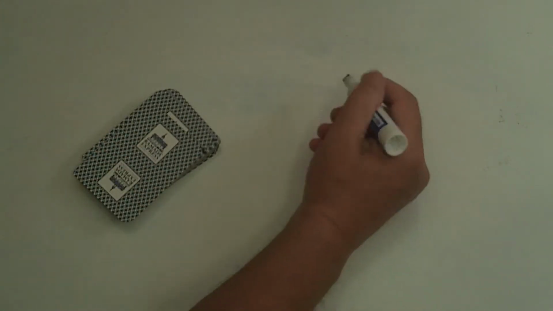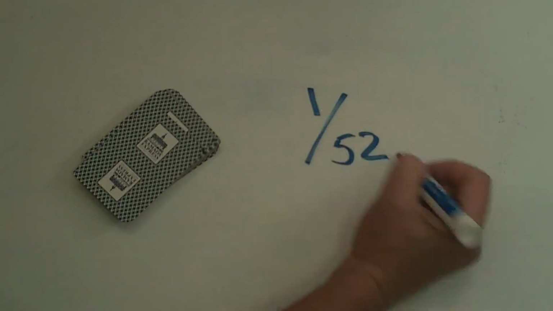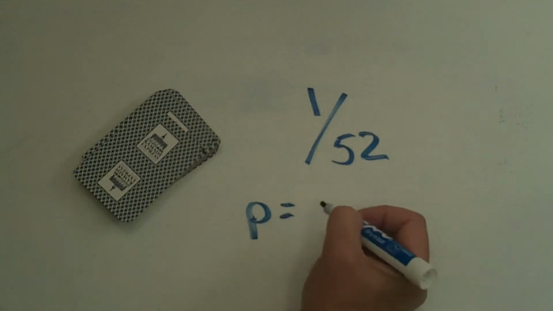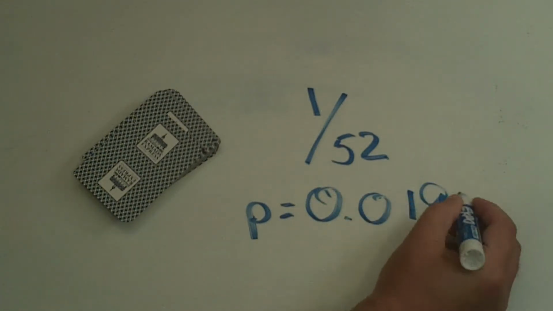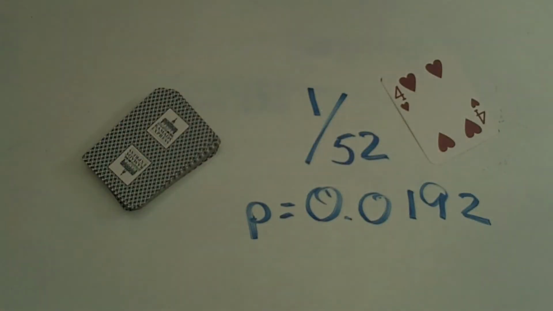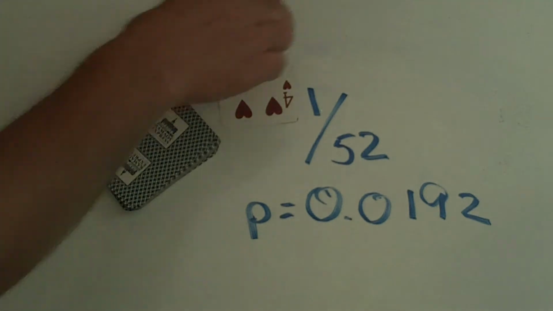Okay, the probability of getting the ace of spades: there is only one ace of spades, and there are 52 cards in the deck. The probability then is going to be 0.0192. I turn over the top card, it's a 4 of hearts. Not my lucky day. Alright, let's remember this card, 4 of hearts.